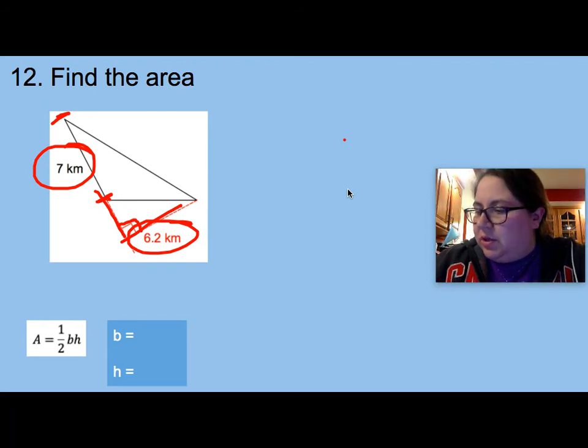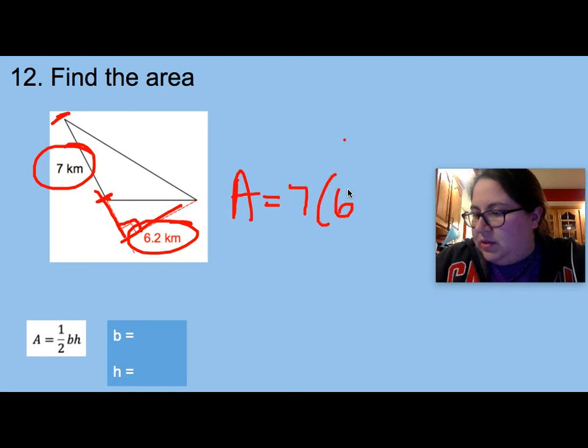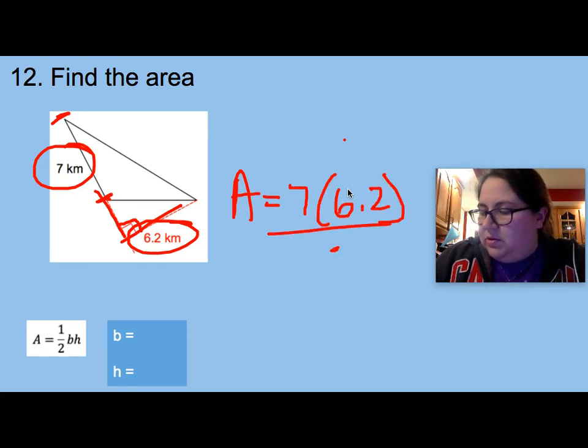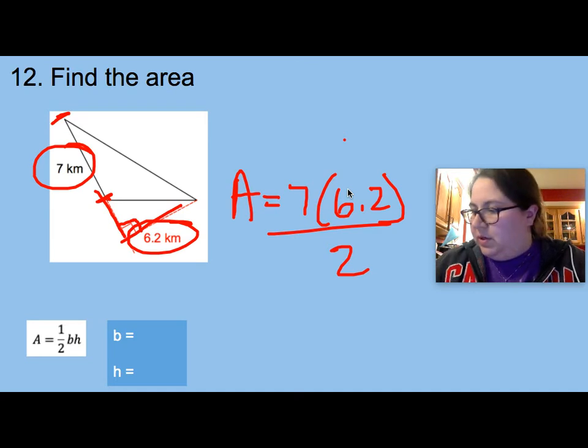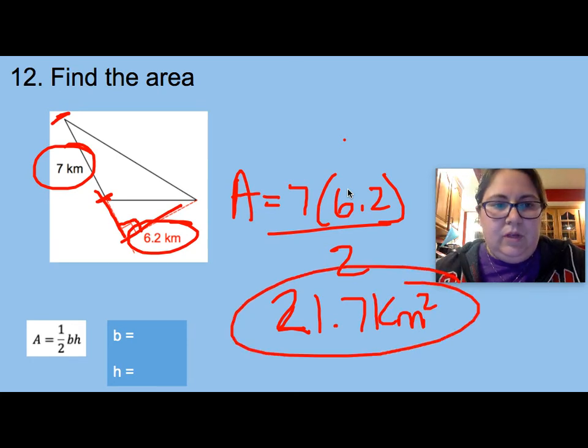Okay, so we're going to just take area is equal to 7 times 6.2 divided by 2. 7 times 6.2 divided by 2 is 21.7 kilometers squared.